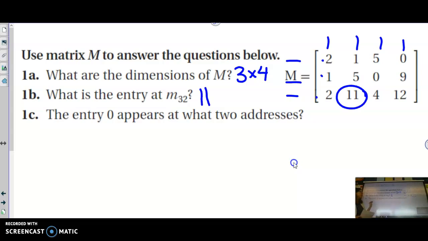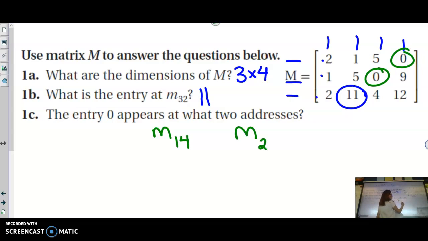And then it says the entry 0 appears at which 2 addresses. So take a moment and write down the address for these 2 locations. It would be lowercase m, since it's matrix M, we would use lowercase m. The 0 in the top row would be row 1, column 4. And the other one would be at row 2, column 3. So those are the 2 locations.